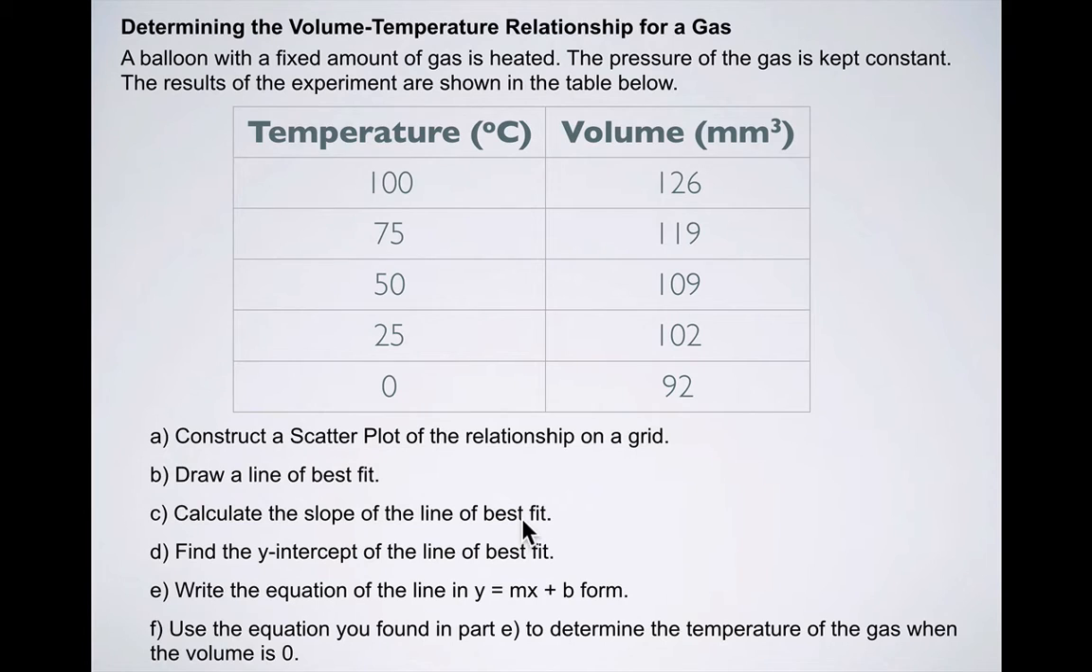Calculate the slope of the line using y2 minus y1 over x2 minus x1. Then I'd also like you to figure out what the y-intercept of your line of best fit is. Then write the equation of the line in y equals mx plus b form, and use that equation to determine the temperature of the gas when your volume is 0. Here you can obviously see that the volume of the gas is far from 0. I want to know what temperature the gas is when the volume is equal to 0.